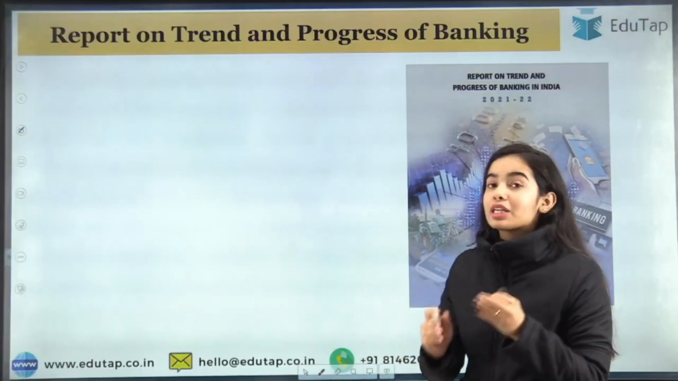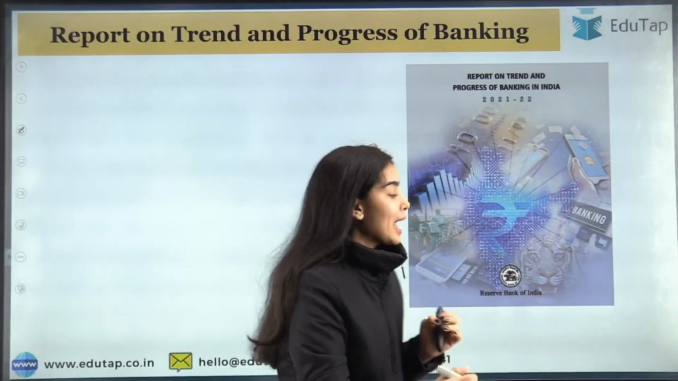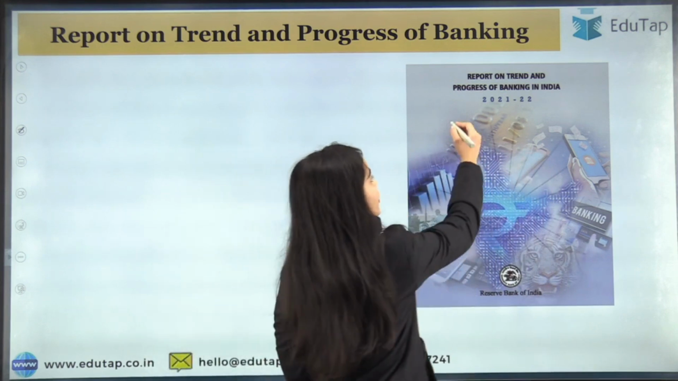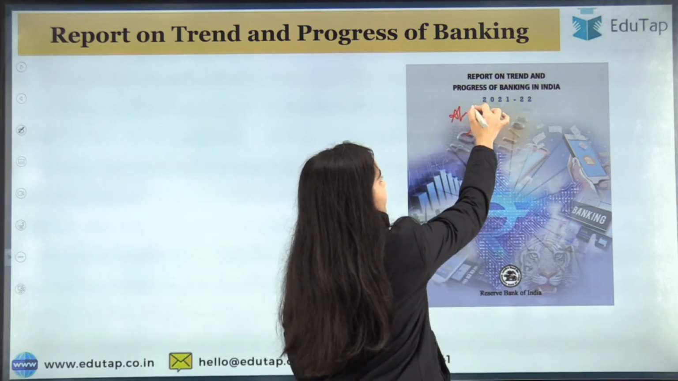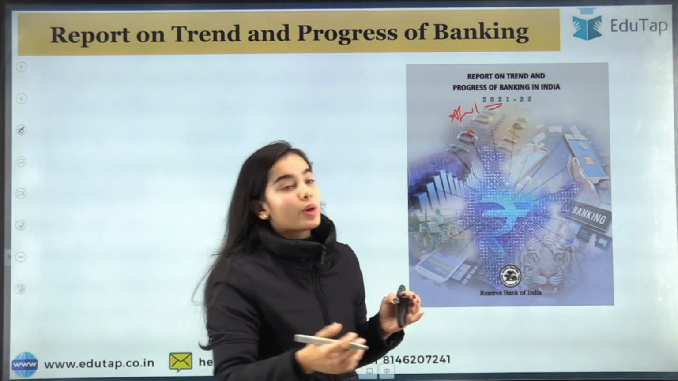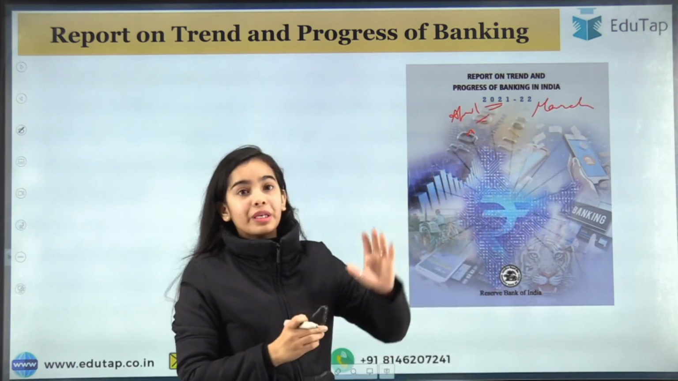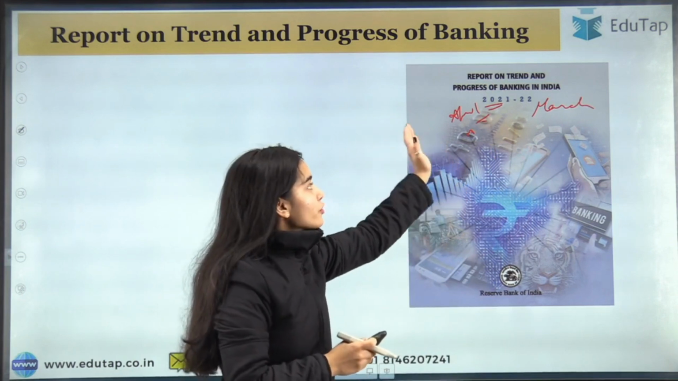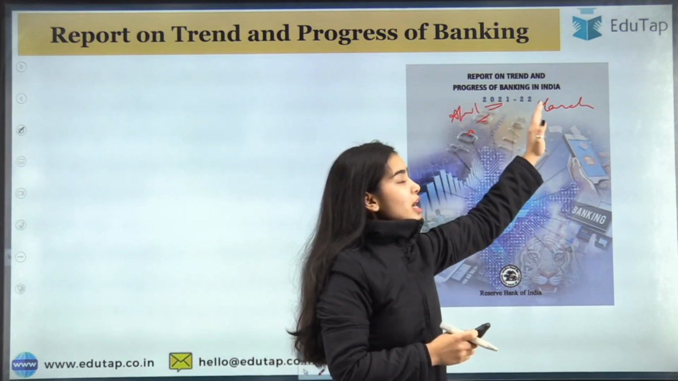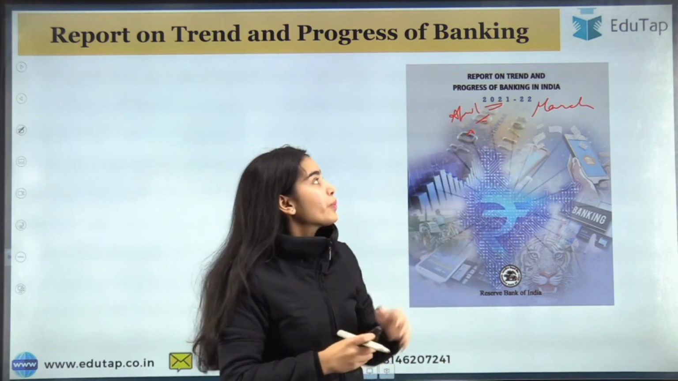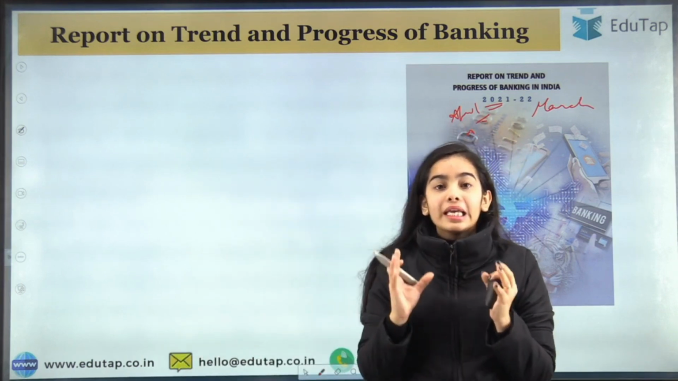So now starting with the report on trend and progress of banking. This has been released for the period from April 2021 to March 2022. So this is for the financial year starting from April 2021 till March 2022. Okay, so this is the report on trend and progress of banking in India.